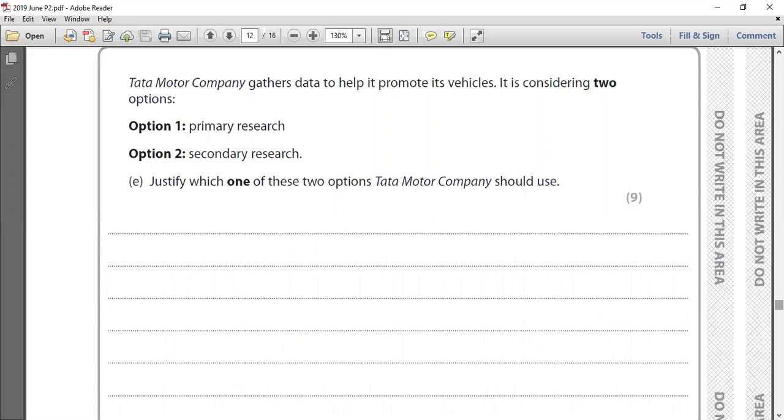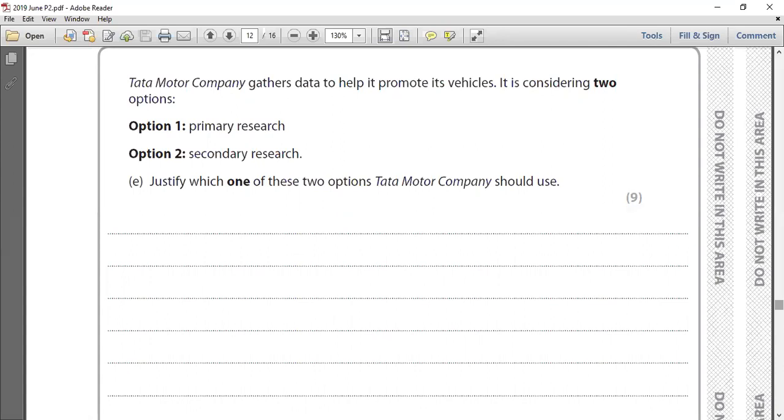Then by considering the options, they want to gather information for vehicle promotion. So what kind of information, what kind of source of information can they collect from the customers? They can ask the customers what kind of price range would you like to pay, what kind of colors, what kind of design would you like to have, right? What kind of features would you like to have inside the vehicle, the interior, exterior, so many things.